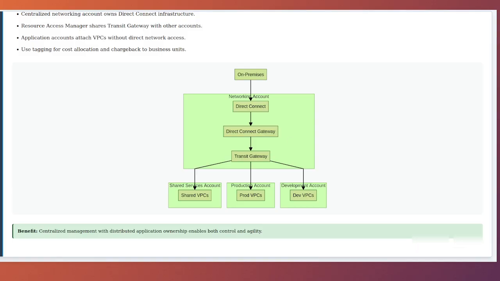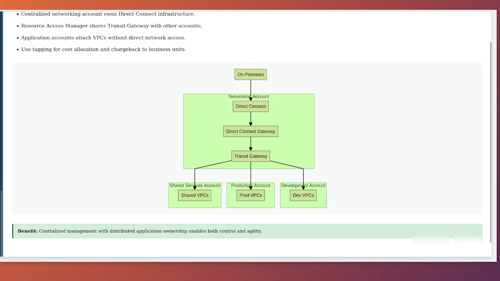For billing and chargeback, use tagging extensively. Tag all Direct Connect resources, Transit gateways, and VPC attachments with cost center, business unit, and project identifiers. Enable cost allocation tags in the AWS Billing Console.